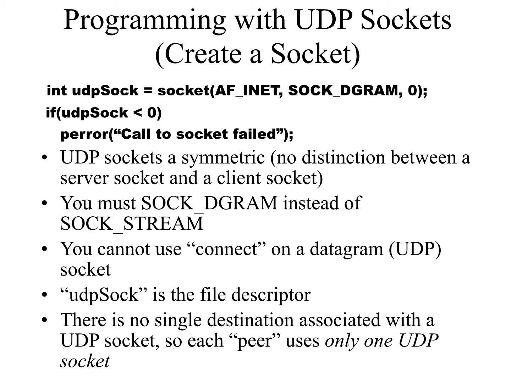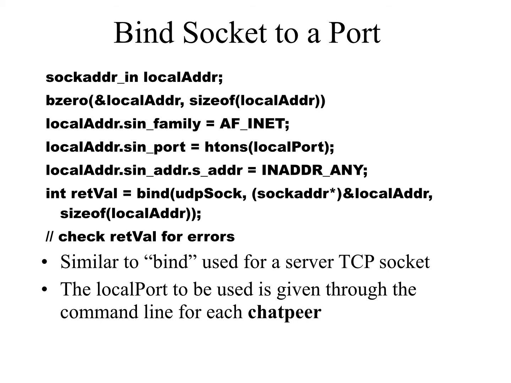A UDP socket is a symmetric server socket and client socket. There is no distinction between a server socket and a client socket, because in the peer-to-peer model we require symmetry. That's why we are using a UDP socket. Now you cannot use connect on a datagram UDP socket, so there is no single destination associated with a UDP socket. Each peer uses only one UDP socket.